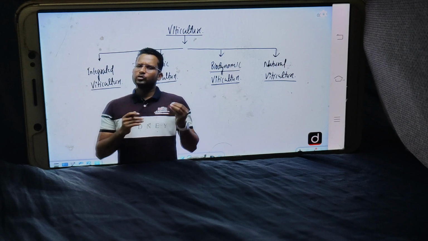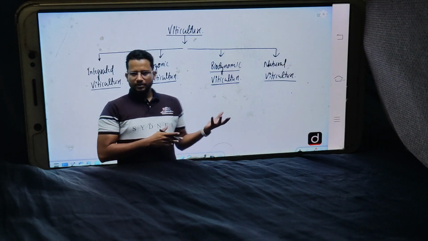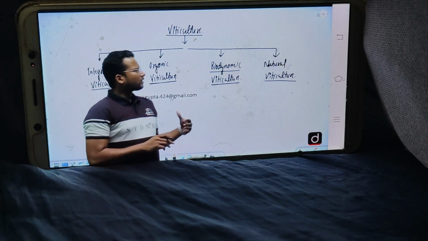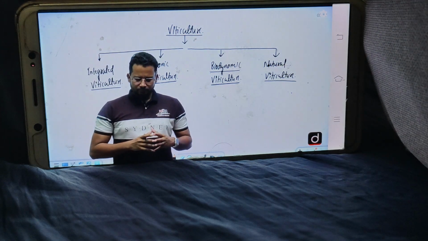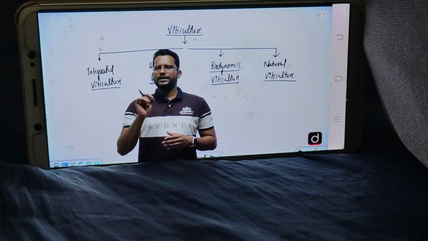I hope that now you understand the meaning of biodynamic farming or biodynamic viticulture and how it is different. Now, if we are talking about natural viticulture, you can say that it is the most orthodox trend with an ecosystem approach.